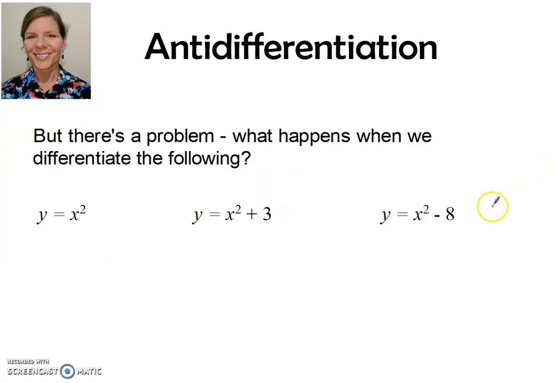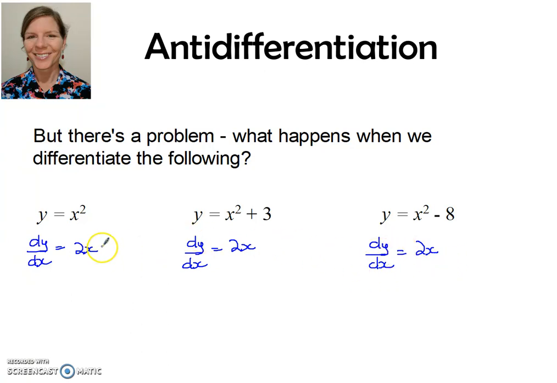Now, hang on a minute, because there's a bit of an issue. What happens when we differentiate each of the following? Here dy dx is 2x, because we just bring the power down. Over here we know that dy dx is 2x, and we don't include 3 because it's constant, so it's just plus 0. And here dy dx is 2x, and again we don't include the constant. So we've got 3 different functions, but when we differentiate them, we get the same function, so the gradient function is the same.